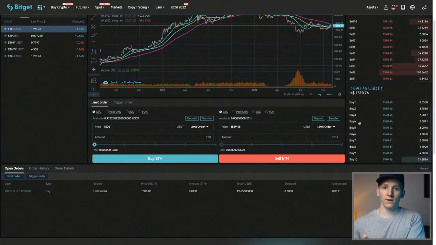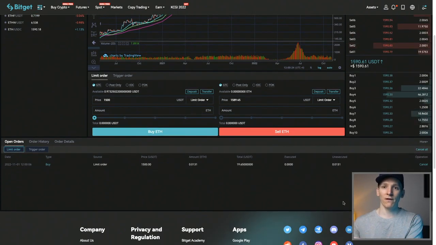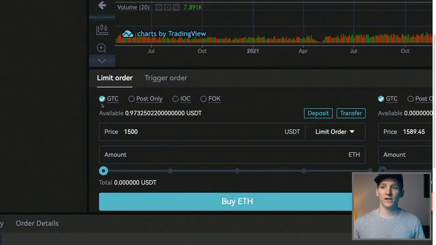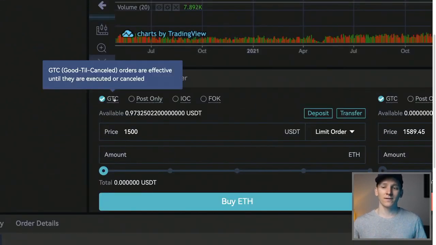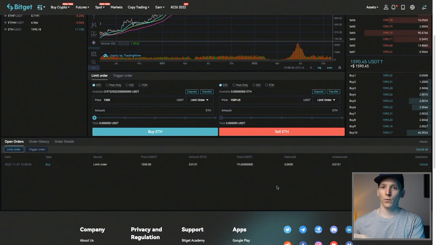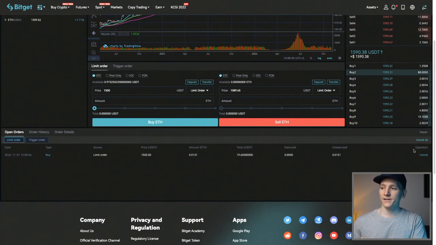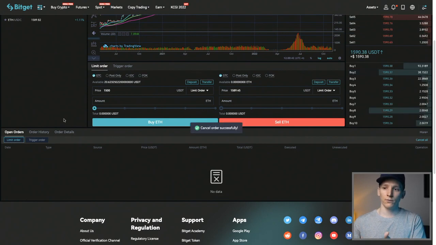Now our order isn't going to go through because our order is too cheap, right? But it will stay in the system forever until we cancel it. Now, the reason I know that is because I'm using GTC right here, good till cancelled, meaning my order will be in the system forever unless I cancel it myself. So we can do that here. If I want to actually bid up a little bit and get my order done, I can just cancel this order and it won't go through.